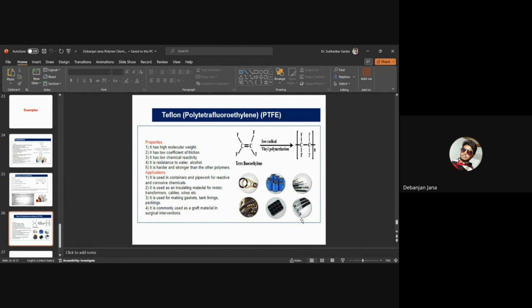It is used as an insulating material for motors, transformers, cables, wires, etc. It is used for making gaskets, tank linings, and packings. And it is commonly used as a graft material in surgical interventions.